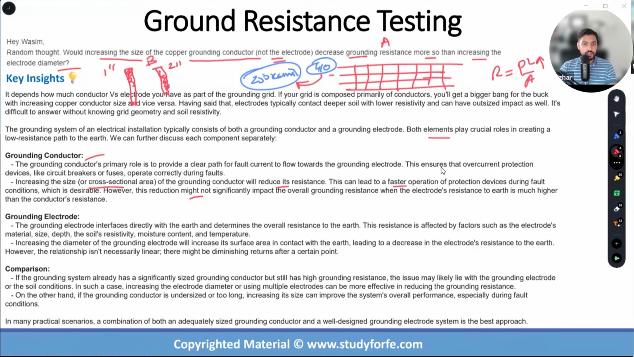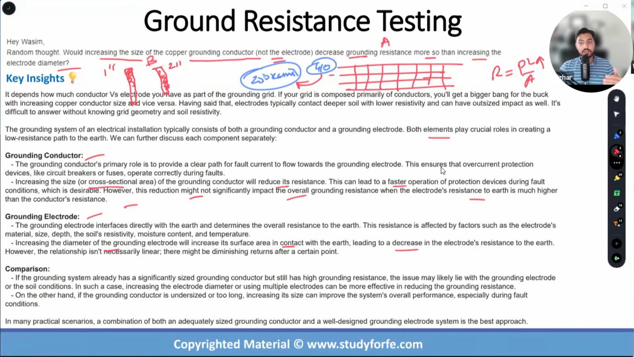However, this reduction may not significantly impact the overall grounding resistance when the electrode's resistance to the earth is much higher. So if it is already maxed out, or if you're already operating at limits, any incremental increase is not going to significantly impact the overall grounding resistance. And the same thing can be said for grounding electrodes. Increasing the diameter of the electrode will increase its surface area in contact, leading to a decrease in the electrode's resistance to earth. However, the relationship isn't necessarily linear, and that's evident in here as well.